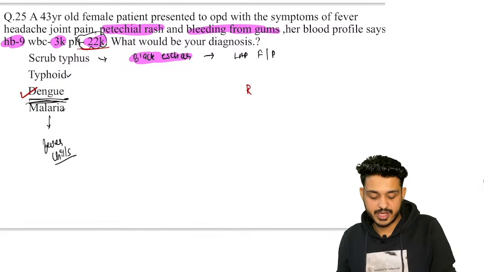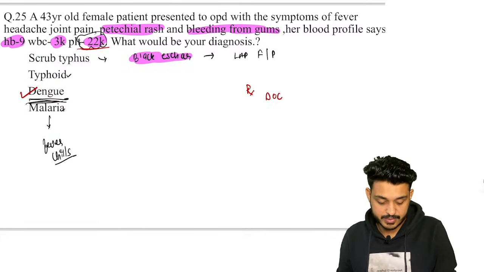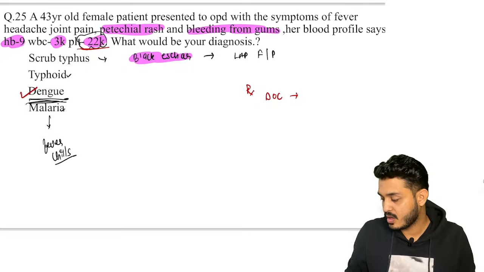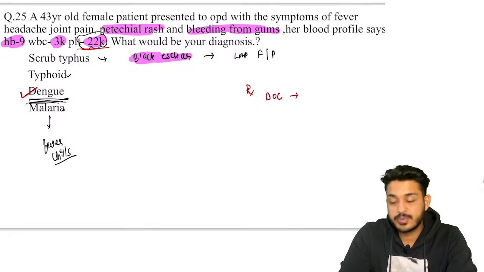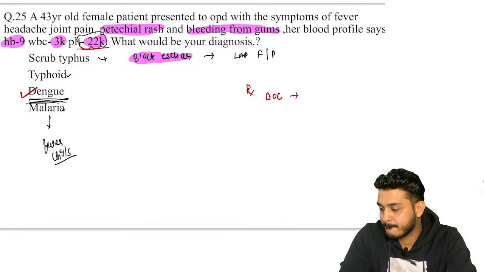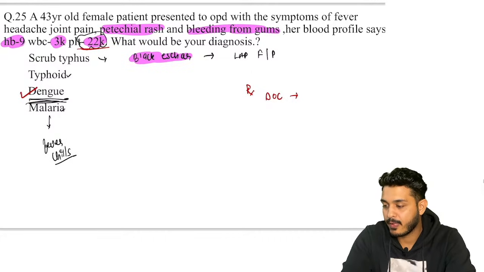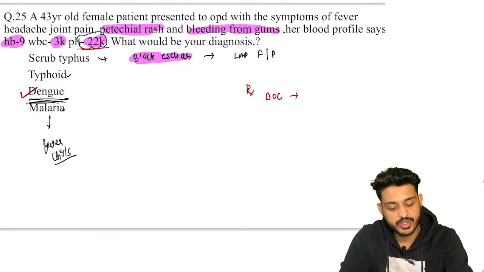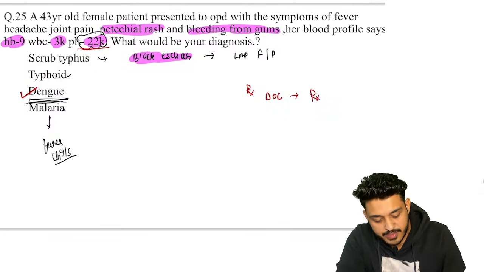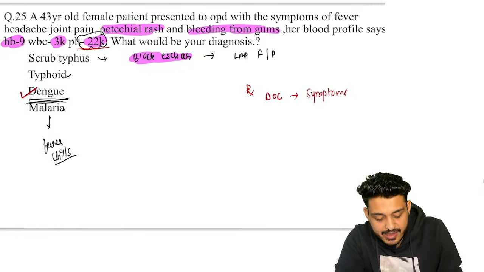What is going to be the treatment? Drug of choice for dengue is going to be what? So this is going to be what? Symptomatic treatment. There is no drug of choice in viral infections. Symptomatic treatment is something we are going to give.